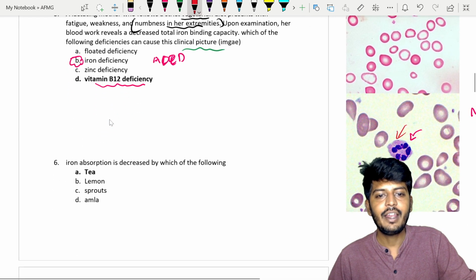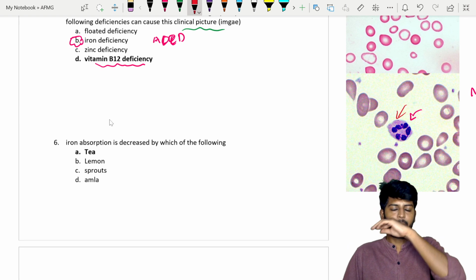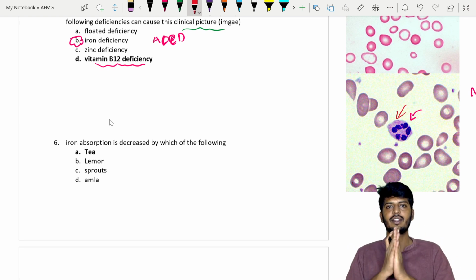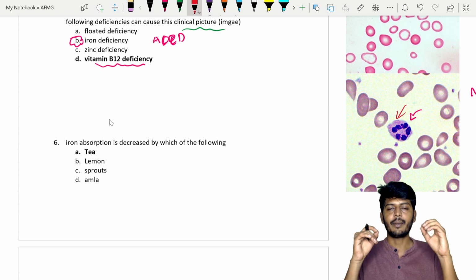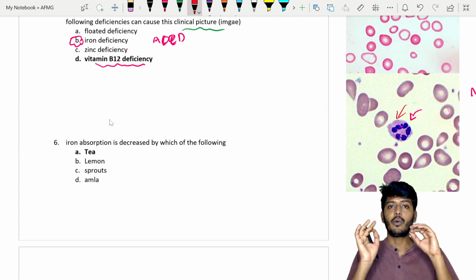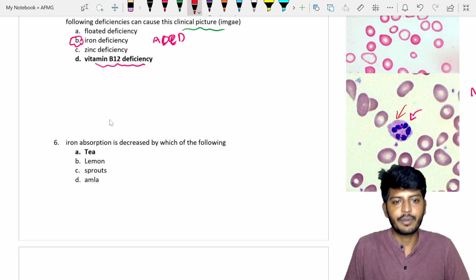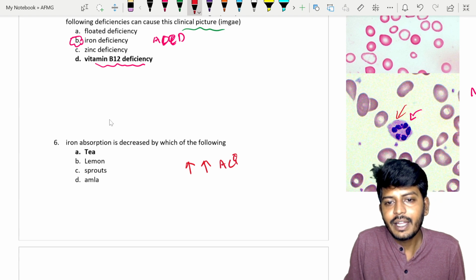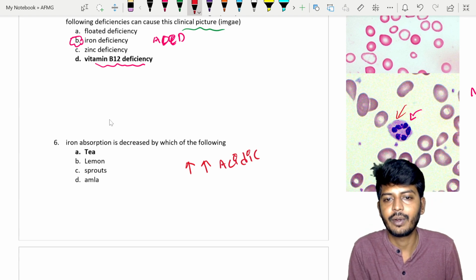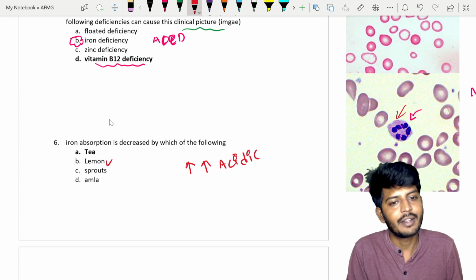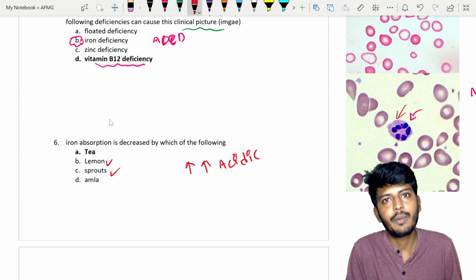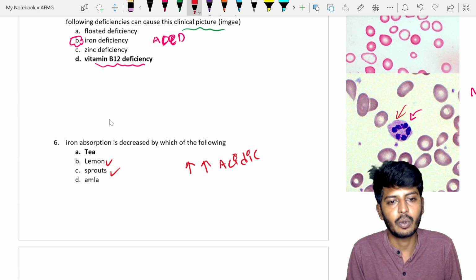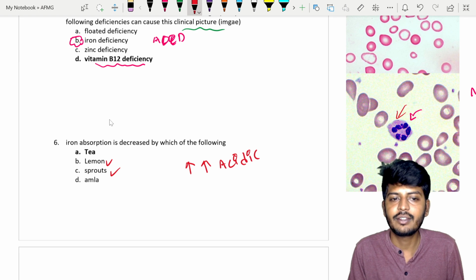Okay. So, iron absorption is decreased by which of the following? Let's talk about iron absorption, which we have also discussed in the classroom. Iron absorption takes place from your small intestine. So which environment is required? If we want to increase the iron absorption, an acidic environment. So lemon is a citrus fruit, acidic environment. Sprouts also increase the acid production. Sprouts have lots of protein, which increases acid production, so that will also increase the iron absorption. Amla also is a citrus fruit which will also increase the iron absorption.